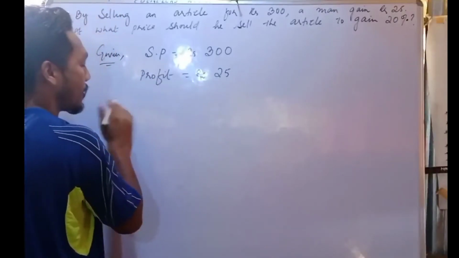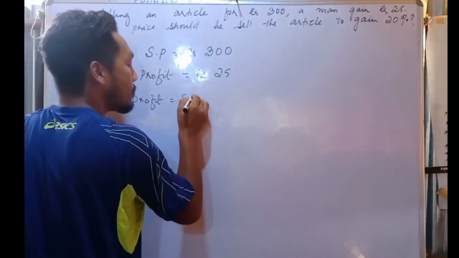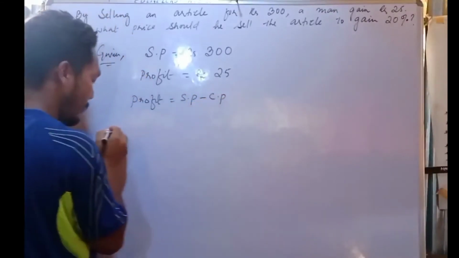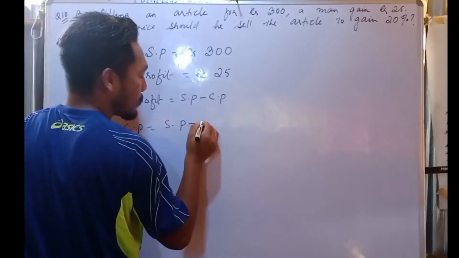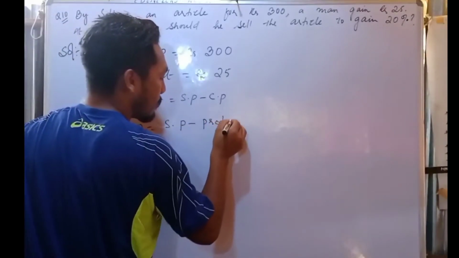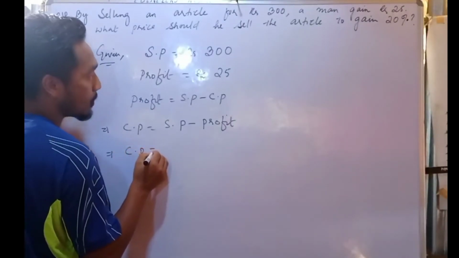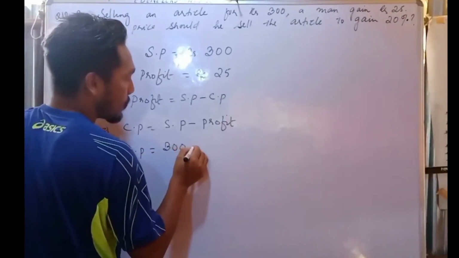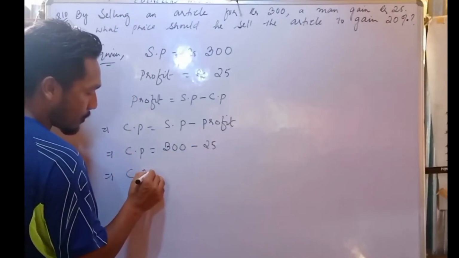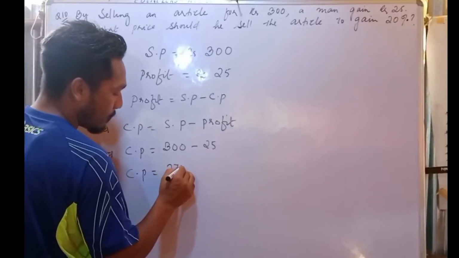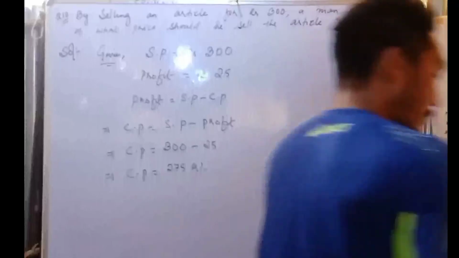First of all, we will write down the formulas. Profit is equal to SP minus CP. So CP will be equal to SP minus profit, which we have learned. SP is 300 and profit is 25, so the cost price is 275 rupees.